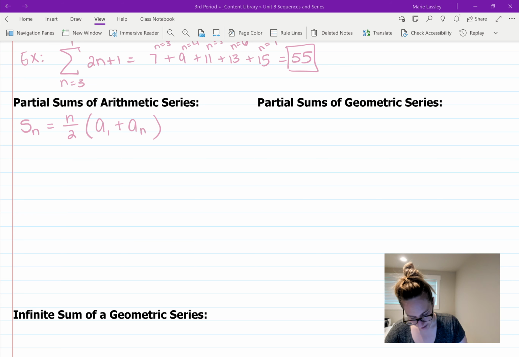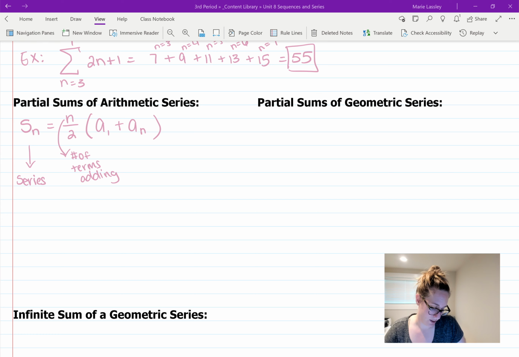All right, so just a recap. S sub n is the symbol for series. n by itself is the number of terms we are adding. a1 is the first term that we're adding. And then a sub n is the final term that we're adding.